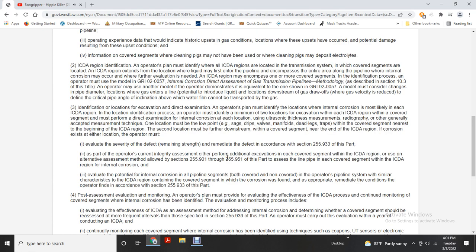Identification of locations for excavation and direct examination. The operator's plan must identify the locations where internal corrosion is most likely in each internal corrosion direct assessment region. Location identification process: the operator must identify a minimum of two excavation locations for each internal corrosion direct assessment region covered. The operator must perform direct assessment for internal corrosion at each location using ultrasound thickness measurements, radiographing, and other generally accepted measurement techniques.